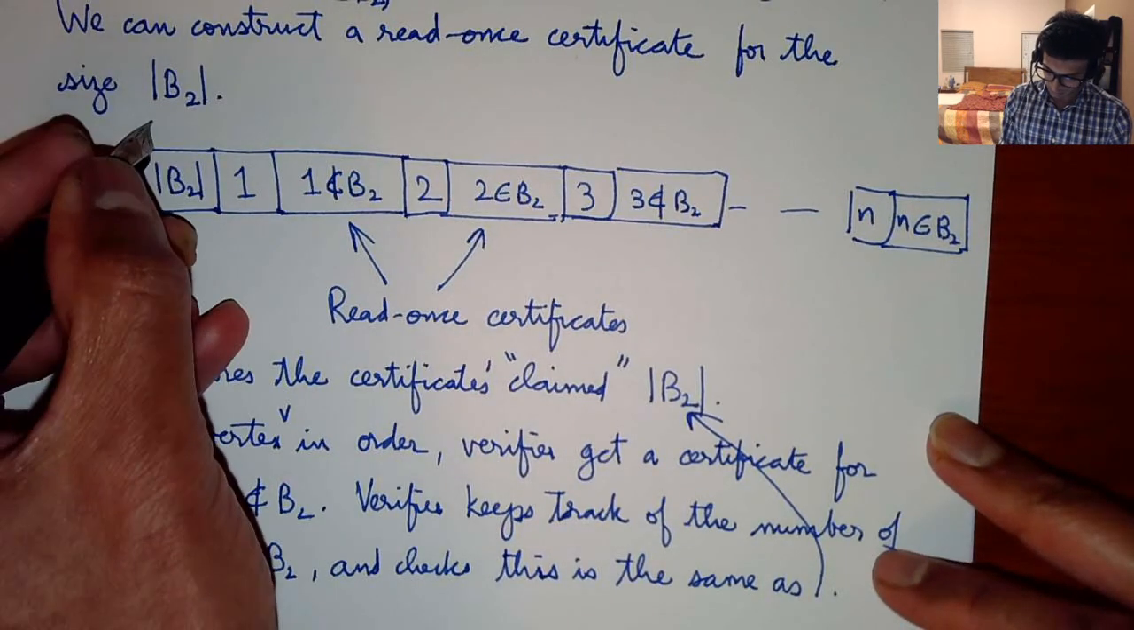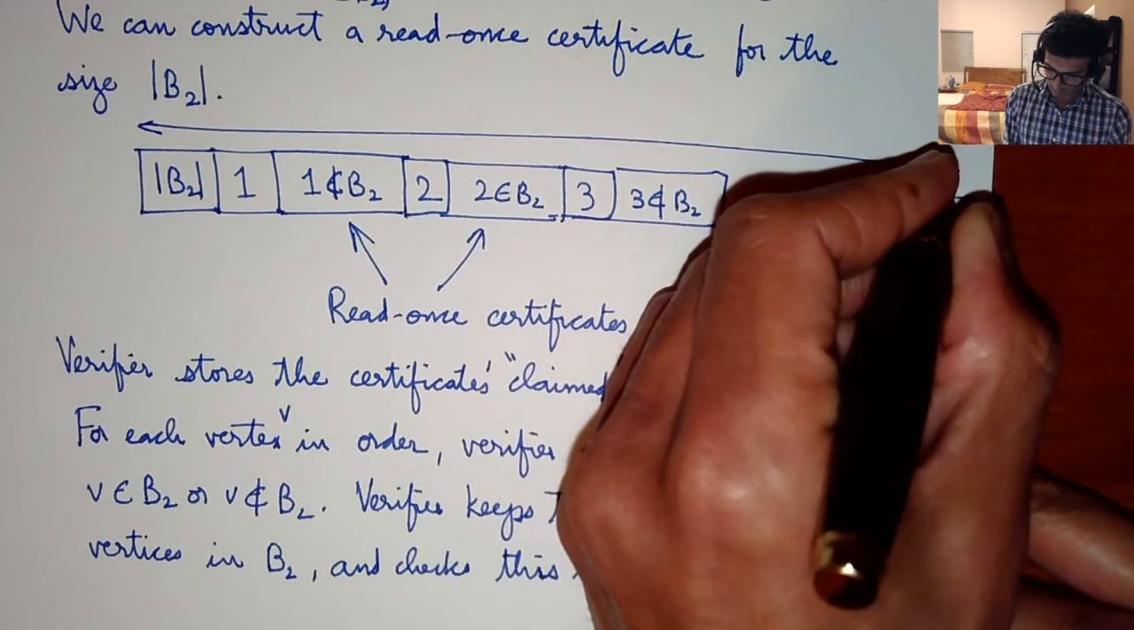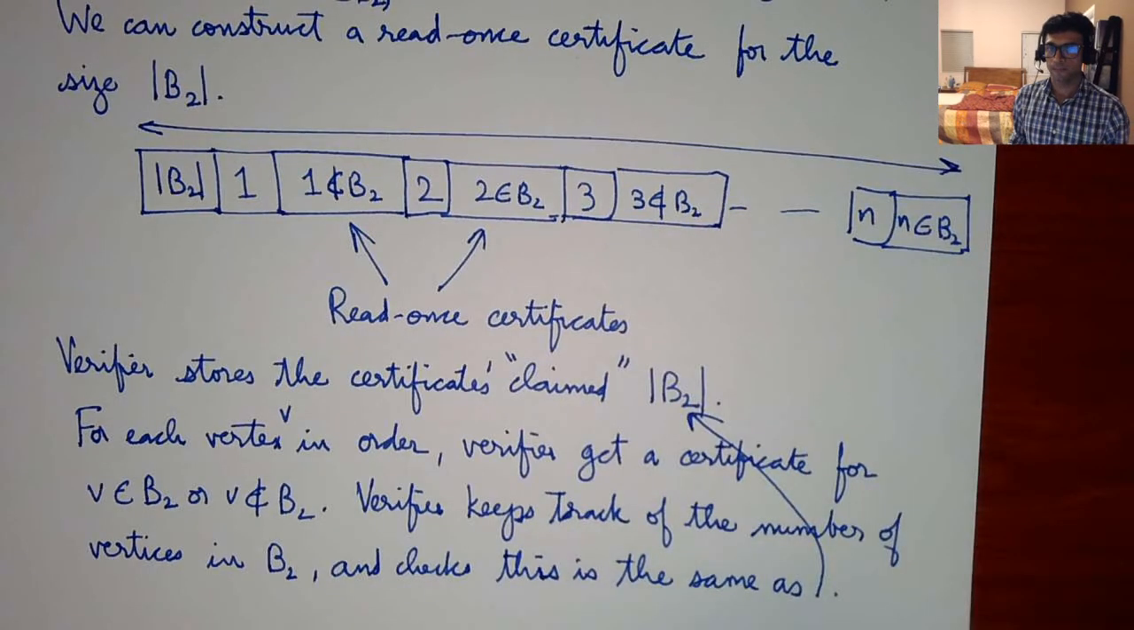I would imagine that one way you can have this certificate would be essentially a bit vector, which would say 1 if the corresponding vertex is in B2 and 0 otherwise. Like you said, it can get that, but then for each bit of the bit vector, it needs a certificate that that bit is correct.